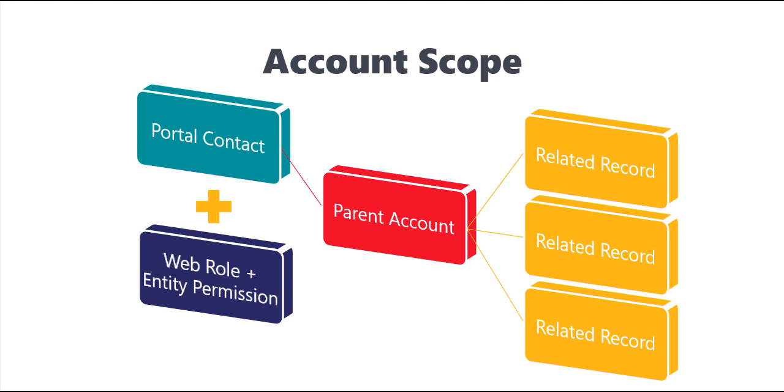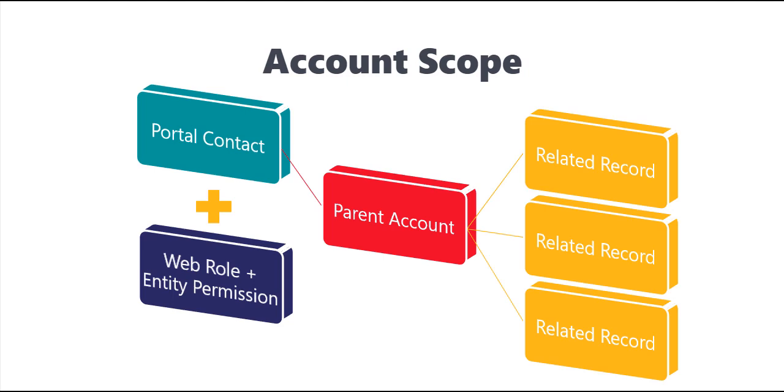What the account scope does is it allows you to grant a certain level of access to records that are associated to the currently logged in portal user's parent account. So assuming that you're a portal user, you've got a portal contact in the system, and there is an account that is associated to that contact, and then that account in turn is associated to other types of records, you can define access to those records with a single entity permission instead of requiring two separate entity permission records, one of them being a contact scope and the other one being a parent scope permission, by making use of the account scope permission.